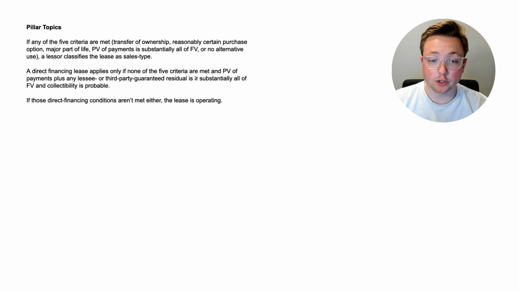Now let's go to the next one. A direct financing lease applies only if none of the 5 criteria are met and the present value of payments plus any lessee or third-party guaranteed residual is equal to or greater than, meaning substantially all of, the fair value, and collectibility is probable. So again, direct financing lease: none of the 5 criteria for a sales type lease, and the present value plus residual is equal to or greater than substantially all the fair value, and collectibility is probable. And then finally, if those direct financing conditions aren't met either, the lease is an operating lease.